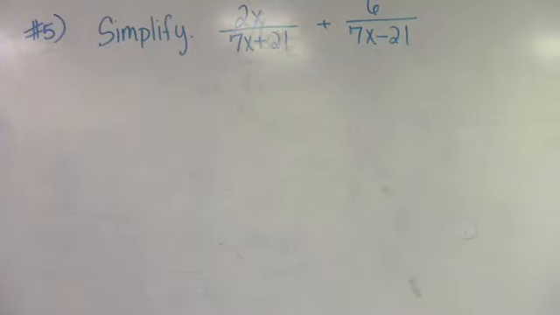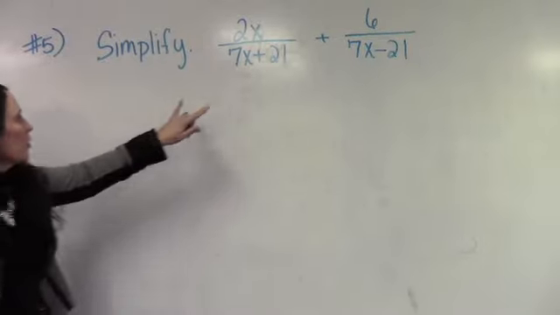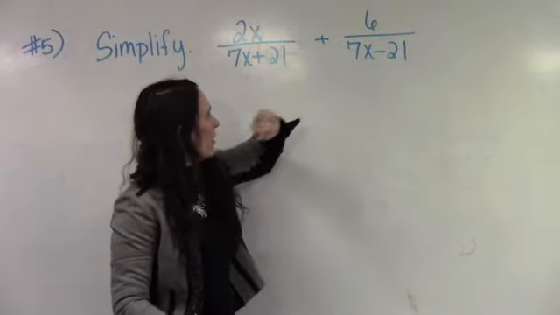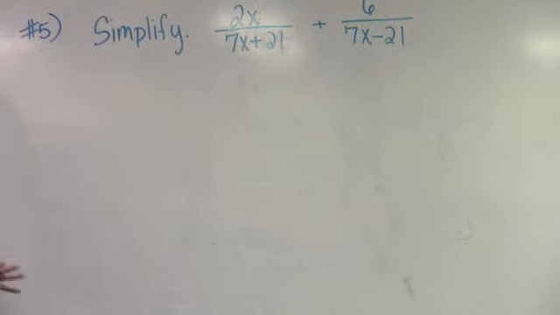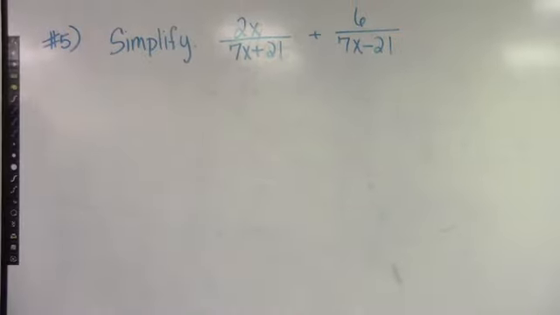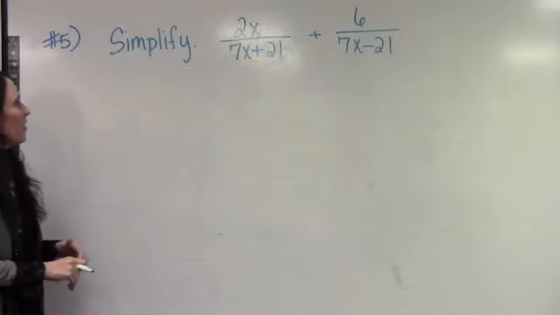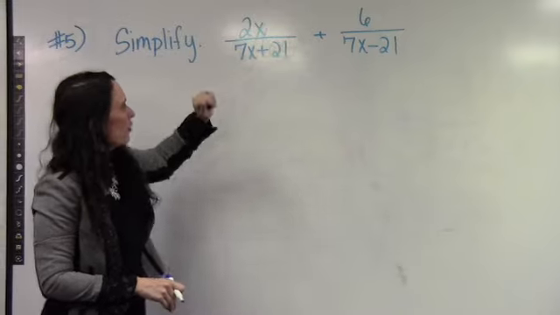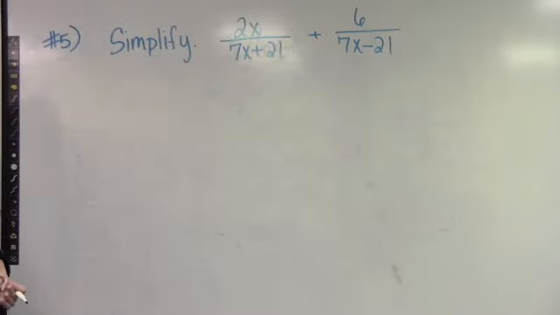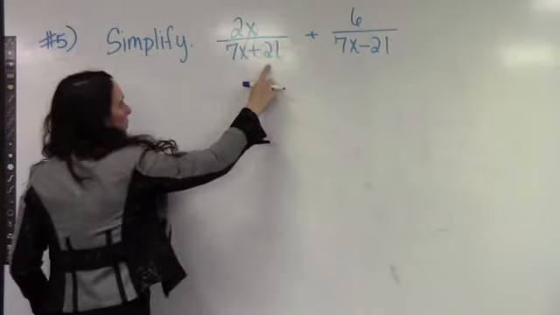We're looking at problem 5, and I'm noticing we're dealing with two fractions and they're asking me to add. And I remember for us to be able to add or subtract, we have to have an LCD. Also, in the process of trying to find the LCD, my denominators need to be in factored form. So I'm checking to see if I can factor the 7x plus 21.